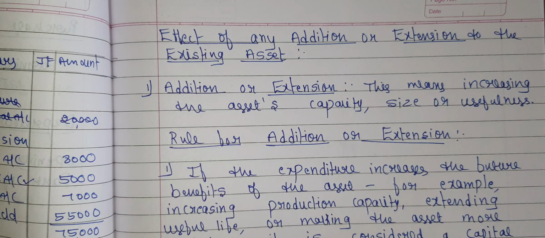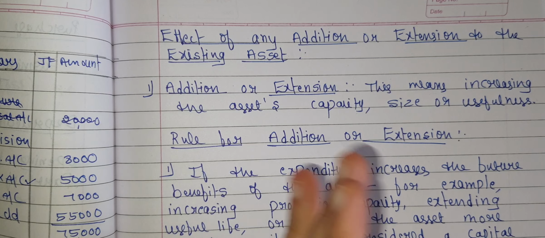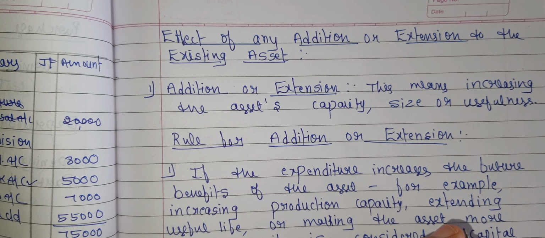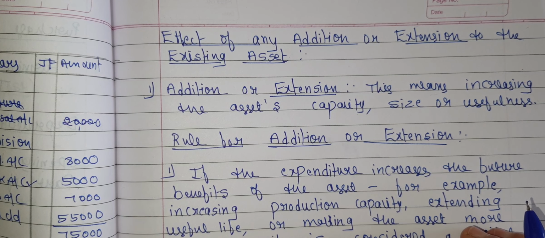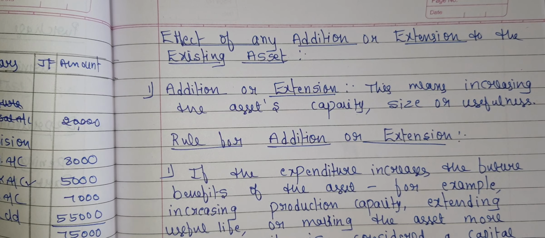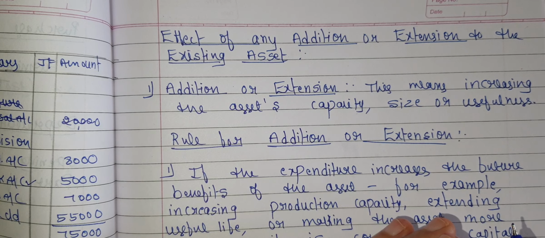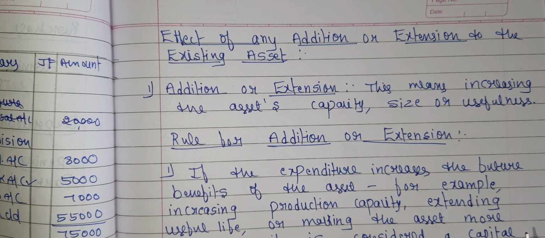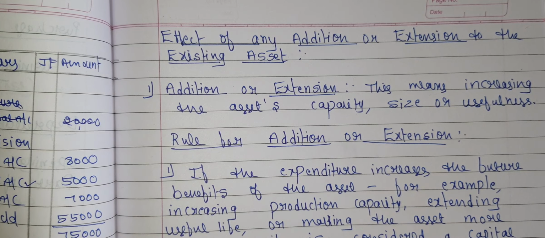In today's class, we will learn about additions or extension to the existing asset and how they are treated in accounting. Clear? So this is an important part of fixed asset accounting and will help you understand when to capitalize and when to expense an amount.